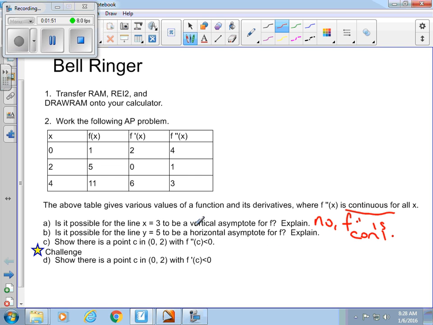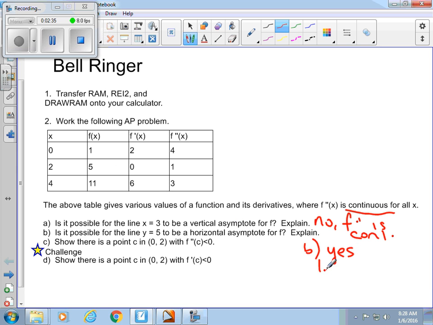Okay, and I'm going to shortcut some of these explanations just for time, since we actually do have something to learn today. But is it possible for y equals 5 to be a horizontal asymptote? So let's ask the question, what's a horizontal asymptote? It's a line that we level off to as x approaches infinity. Yes. Do we know anything about this function as x approaches infinity? So is it possible? Yes, it is possible. Do I know? No, but is it possible? Yes. So B is yes.